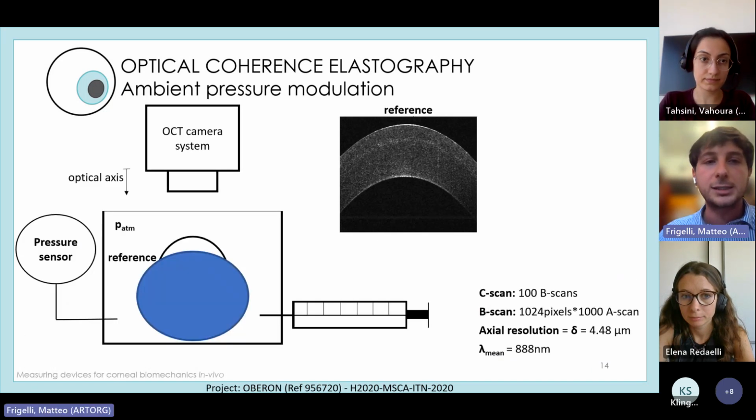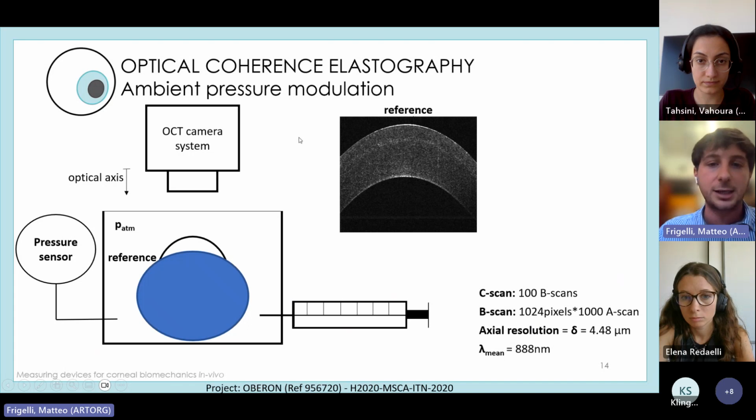So how does ambient pressure modulation optical coherence elastography work? It relies on a pressurized chamber inside which we have the cornea. We can control the pressure inside this chamber with a pressure sensor, and we can modulate the pressure inside the chamber with a syringe attached to it. Everything is placed in front of an OCT camera stand.